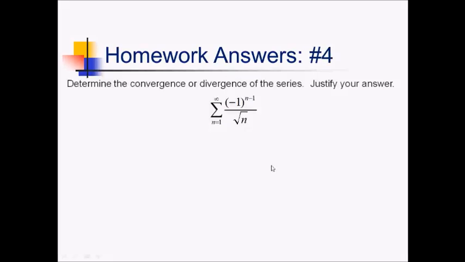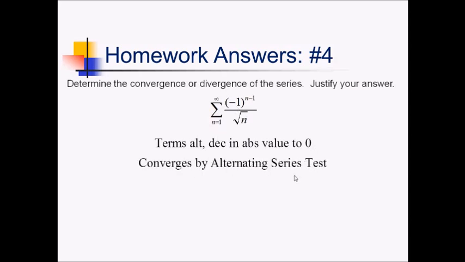For this problem, we're trying to determine whether this converges or diverges. So first thing to notice is this is an alternating series with this -1 to the n power, and the terms are also decreasing in absolute value to 0. This denominator that's growing is going to drag us down to 0. So because we have alternating and decreasing in value to 0, that means this series converges by the alternating series test.